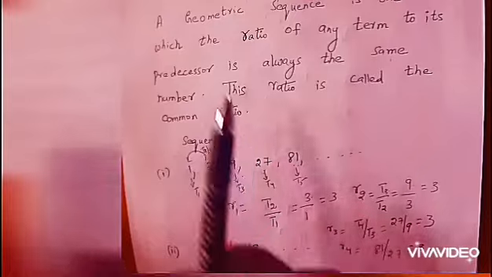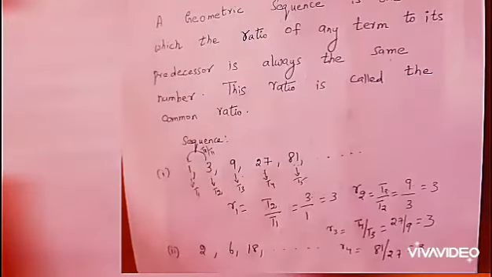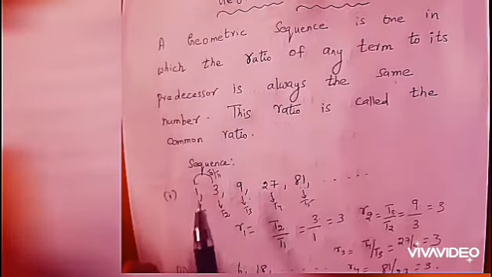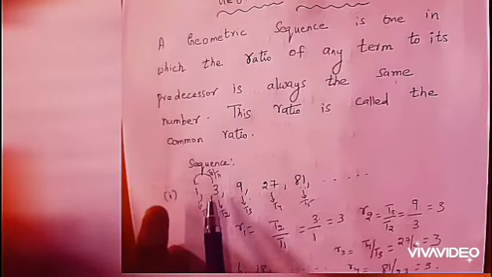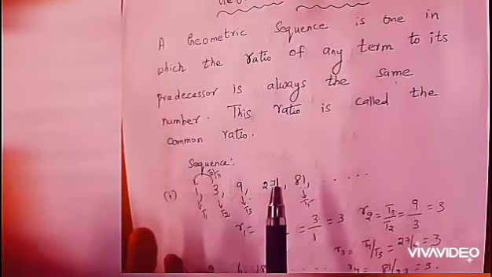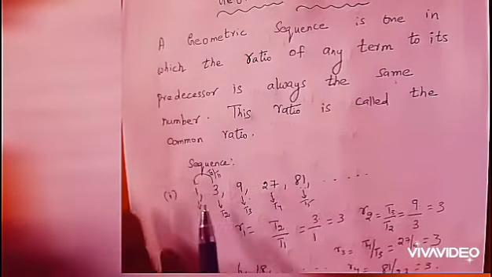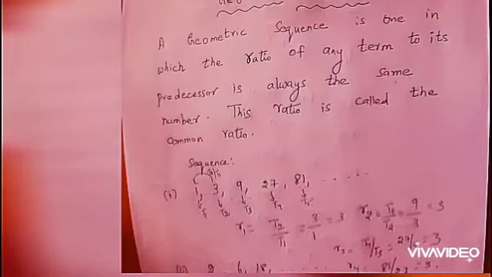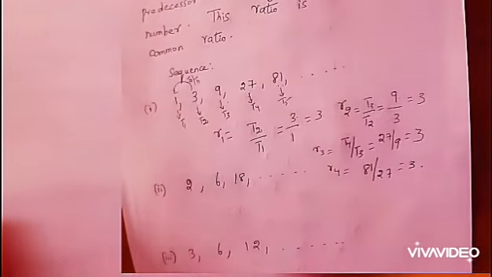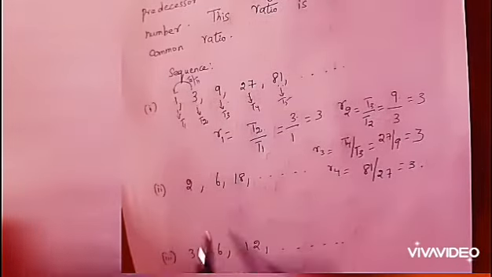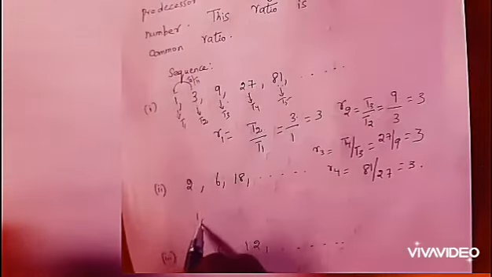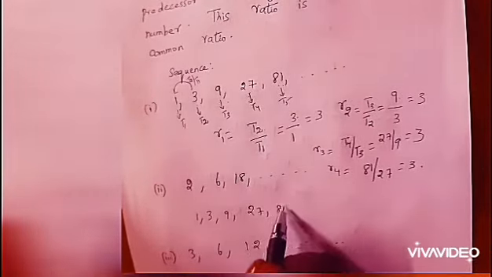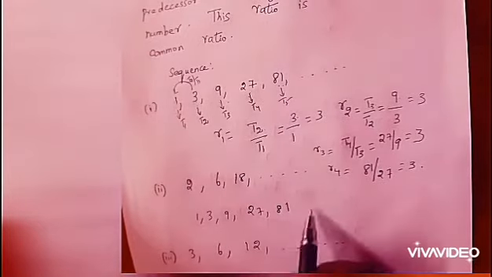Okay, so this is the concept of geometric sequences. In an AP, in order to get the next term, we added the common difference. Am I right, friends? But here we are going to multiply with the common ratio. So we'll take this sequence, 1, 3, 9, 27, 81. Am I right, students? And it goes on.